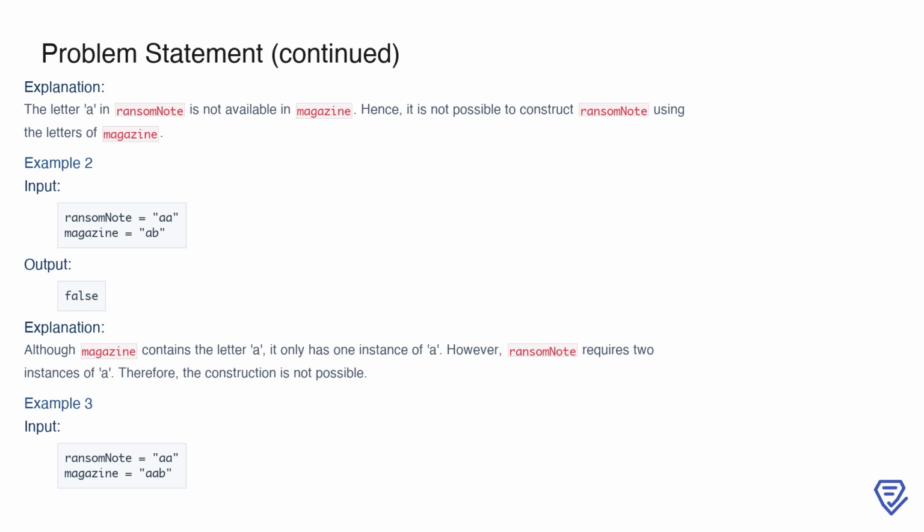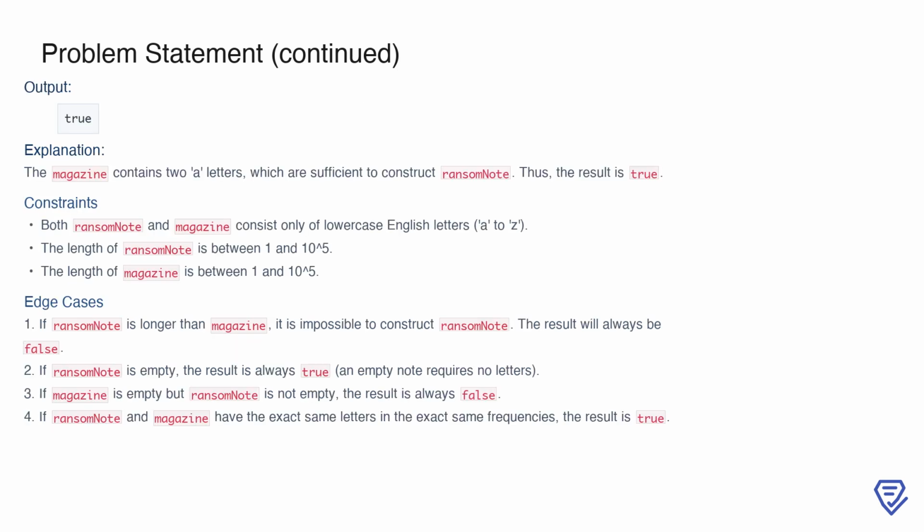Now, in the second example, the ransom note is AA and the magazine is AB. While the magazine contains one A, it doesn't have the second A needed to complete the ransom note. Again, the construction isn't possible, so the output is false. Let's move to a scenario where the construction is possible. In the third example, the ransom note is AA and the magazine is AAB. Here, the magazine contains 2 A's, which is exactly what we need to construct the ransom note. Since the available letters in magazine are sufficient, the result is true.